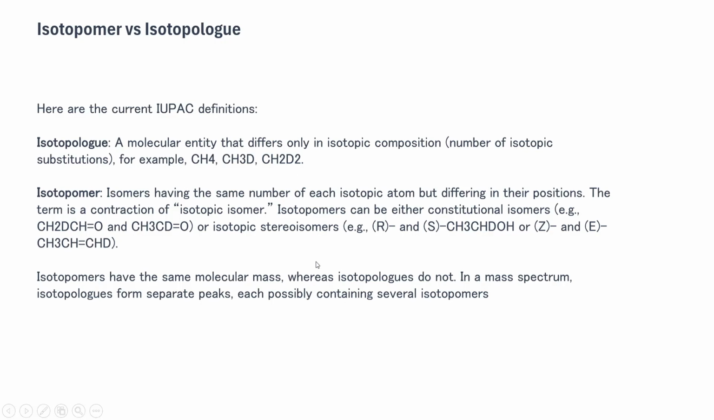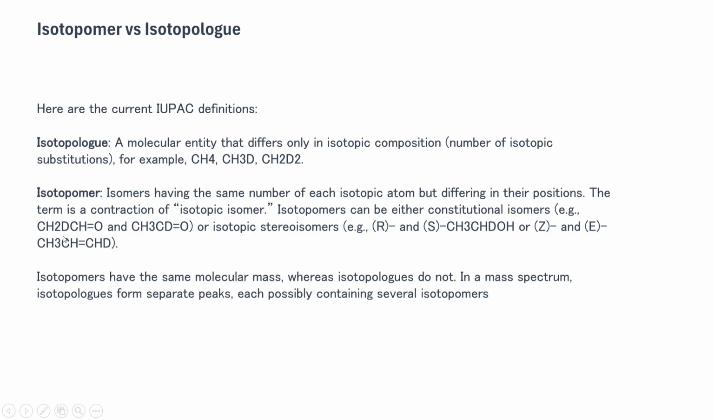It can be stereoisomers as well, these R and S forms, basically cis-trans forms as well. There can be different types of these isotopomers, but the general idea is that in an isotopologue, one isotope is replaced by the other. In an isotopomer, the total number of isotopes of a particular atom should be equal, but they can differ in their position. So the total number of isotopes is equal.